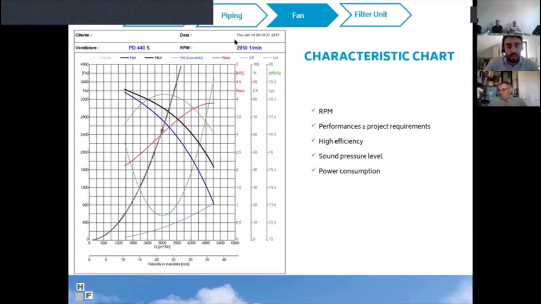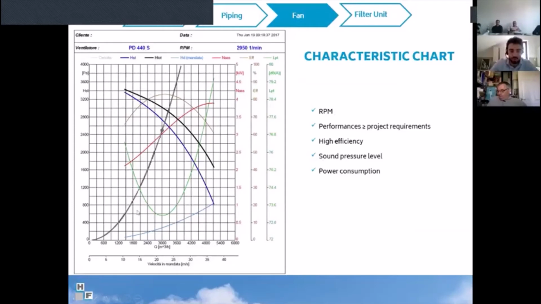We understood that this fan is working at 3,000 rotations per minute, so a 2 poles motor. We also have to understand if it's working in a good area or not. So we have to understand its efficiency. As we can see, here we are at the maximum efficiency of the impeller. So this means that we are choosing the proper fan because it's at the top of the efficiency curve.